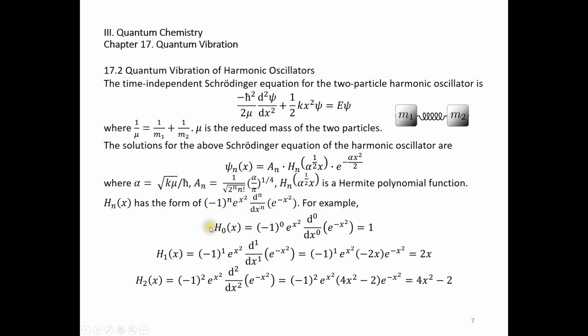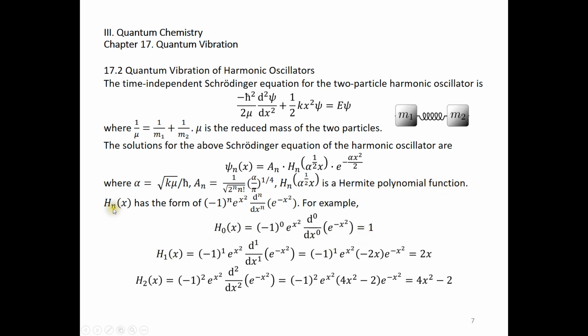So now let's look at one example. When n is 0, that's simple. We have negative 1 to the power of 0, and then e to the power of x squared. And over here, it's d0 over dx0. So this is simply doing nothing. And then doing nothing to e to the power of negative x squared is itself. So this and this cancel. We have just 1. So this H0 Hermite polynomial function is simply 1.